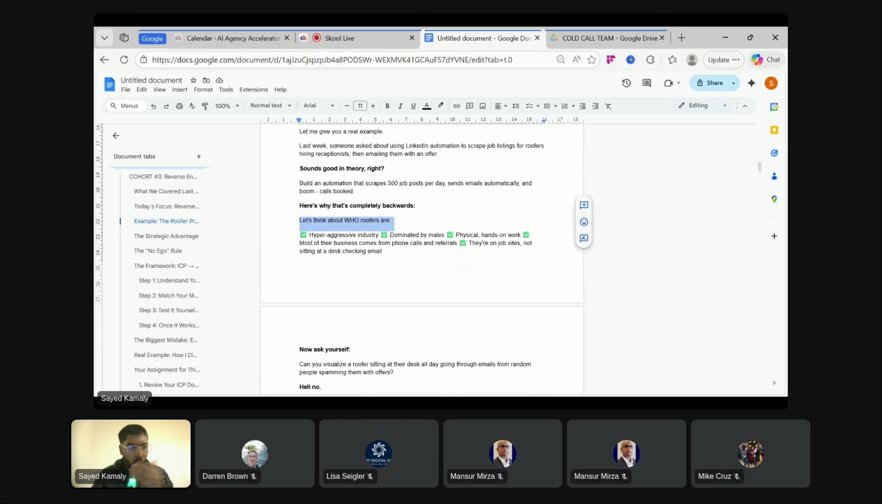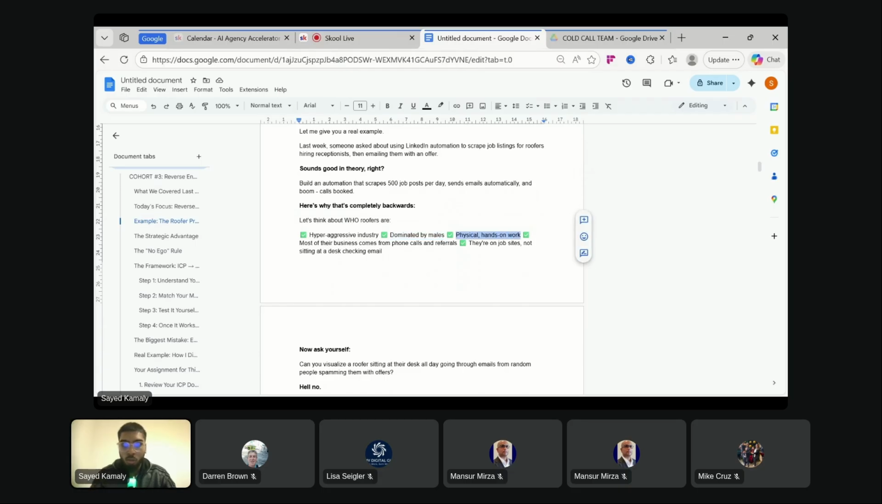What are the demographics? What types of behaviors do roofers have? We know they're in a hyper aggressive industry. These guys are most likely males, right? Maybe you guys can add some input in here, but in my life, I've never seen a woman that owns a roofing business. It's a hyper aggressive industry. It's dominated by males, right?